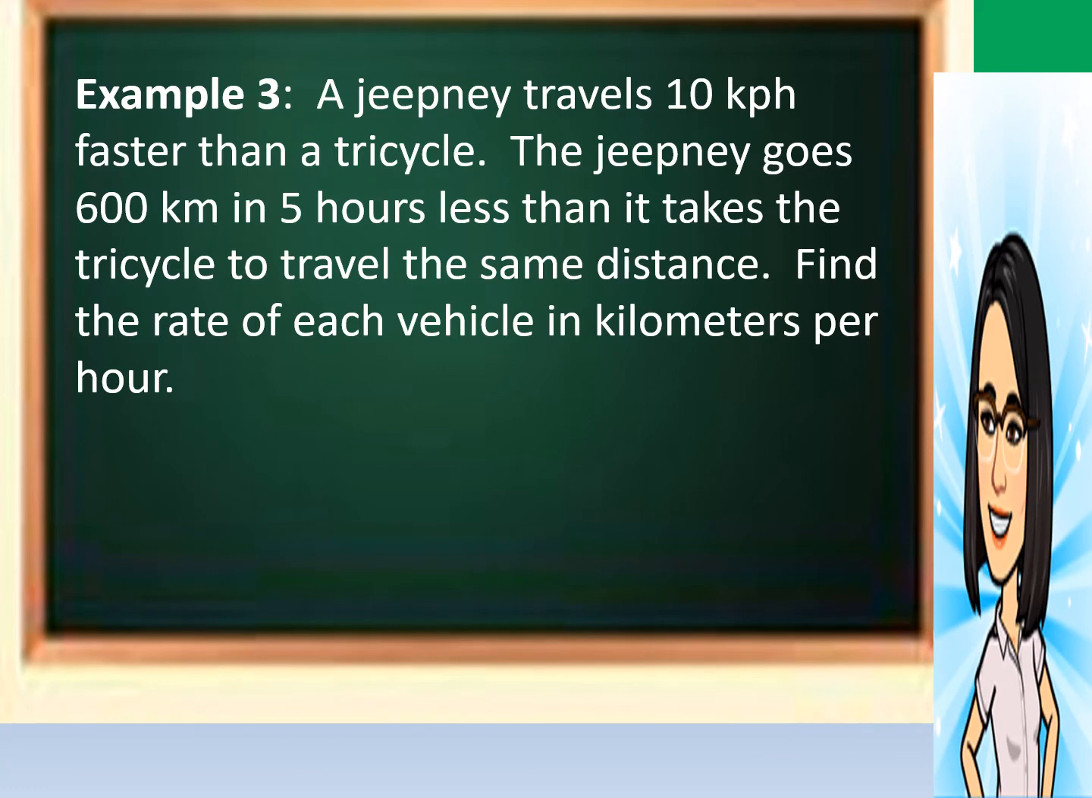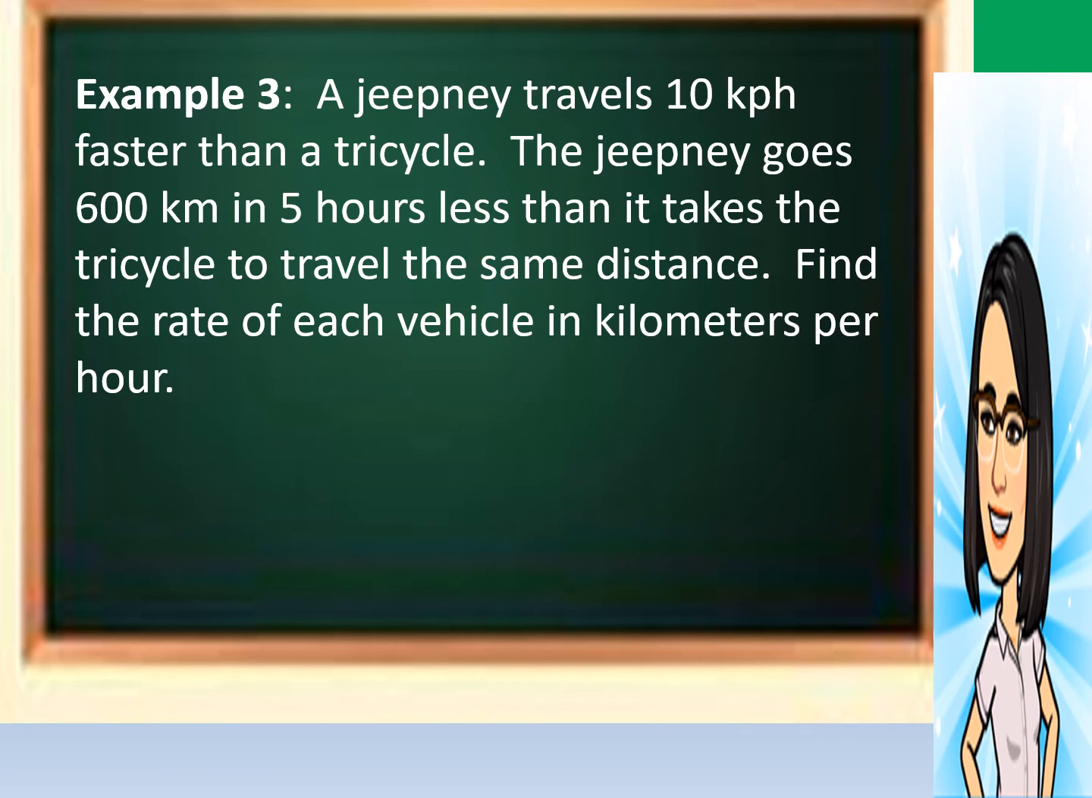Now let us see how to solve a motion-related problem. A jeepney travels 10 kilometers per hour faster than a tricycle. The jeepney goes 600 kilometers in 5 hours less than it takes the tricycle to travel the same distance. Find the rate of each vehicle in kilometers per hour.